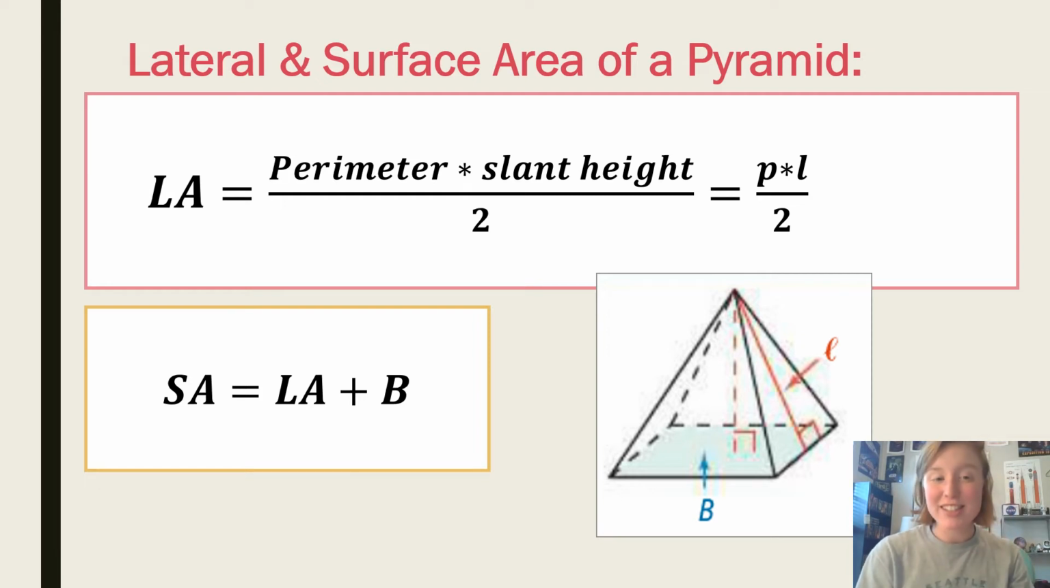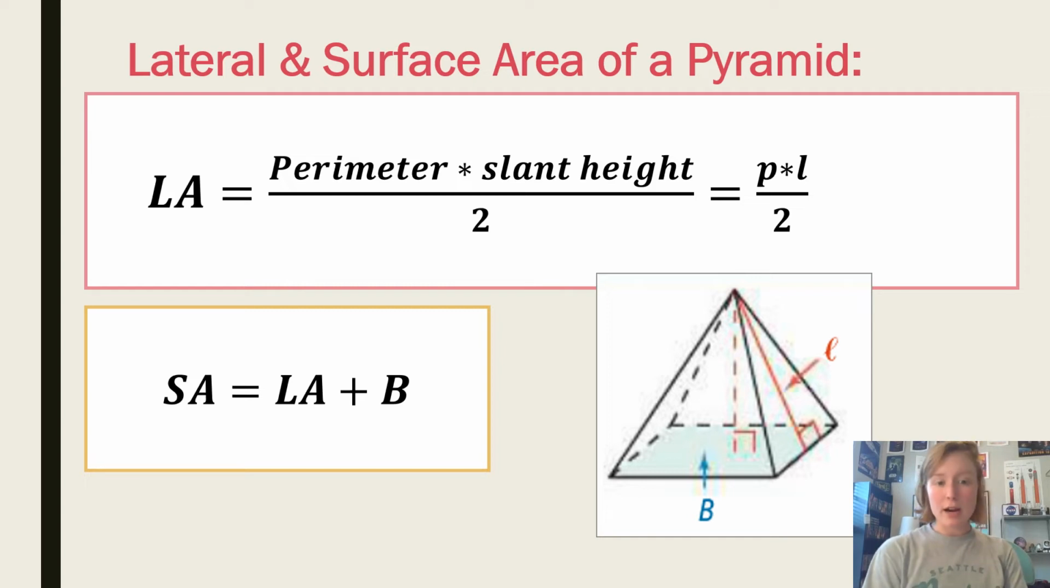So if you notice, the lateral area is actually almost the same as the formula of a triangle that we know, which is base times height divided by 2, or we could say this is also 1/2 base times height. But now our base, instead of being the base of just one triangle, is the base of all of the triangles that form the sides or the lateral sides of our pyramid.